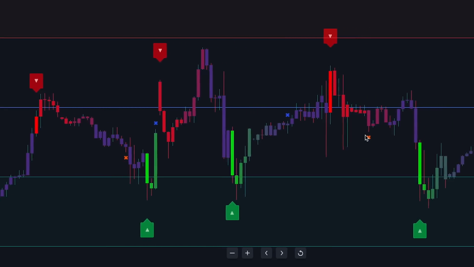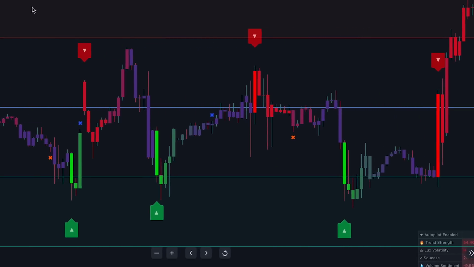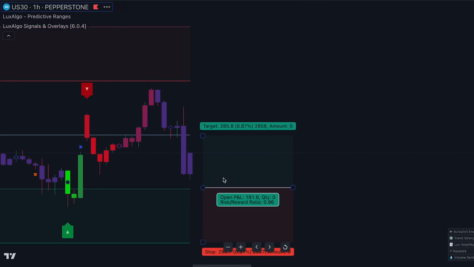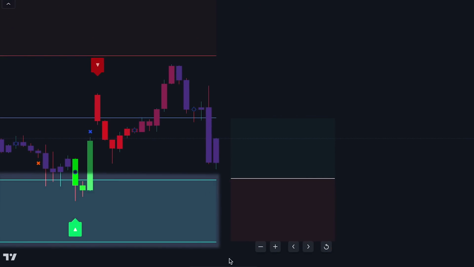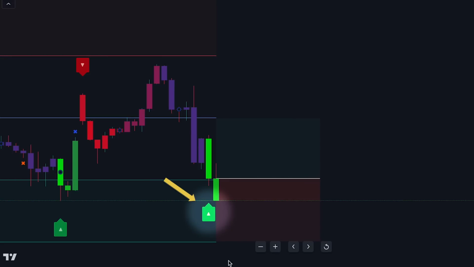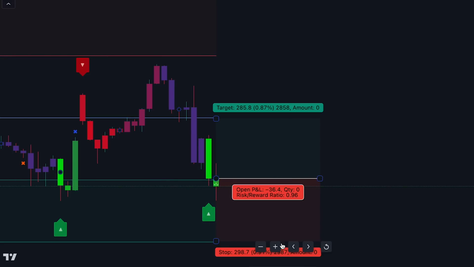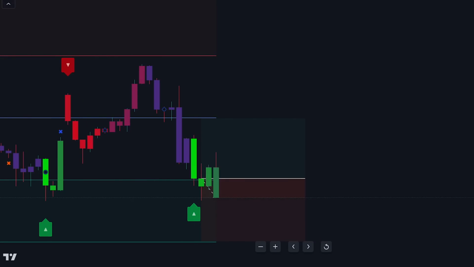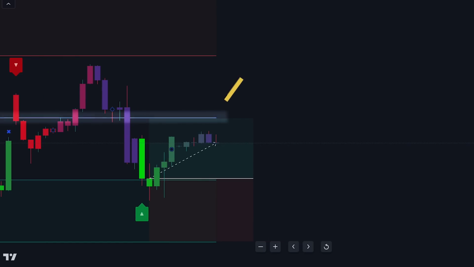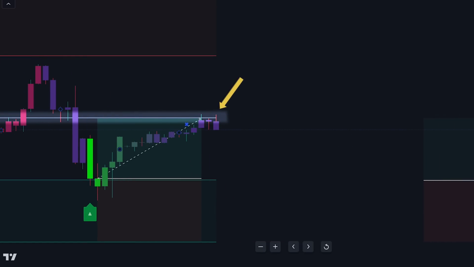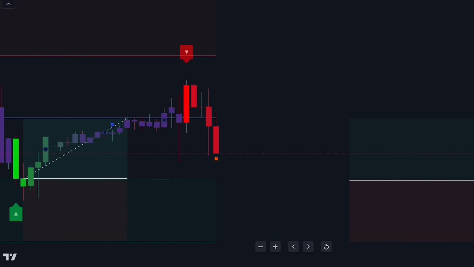This strategy, while simpler, is far more powerful. What we want to do is wait for the price to enter either the upper or lower predictive range. Then, we want to wait for a signal to be printed. Then, once the price starts to exit the predictive range, we will execute a trade and target the equilibrium of the range. Let's do that again.